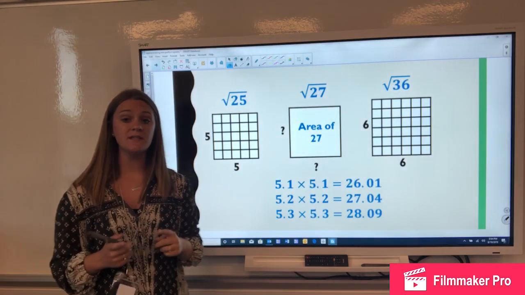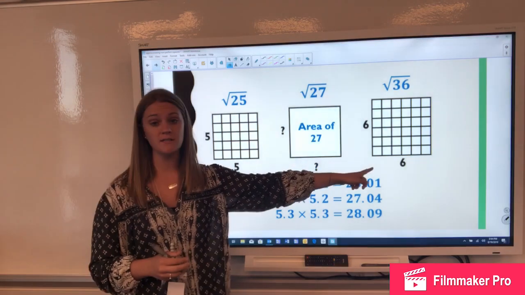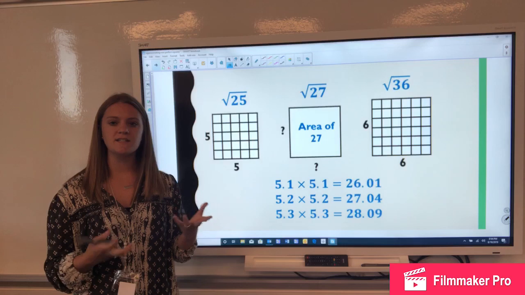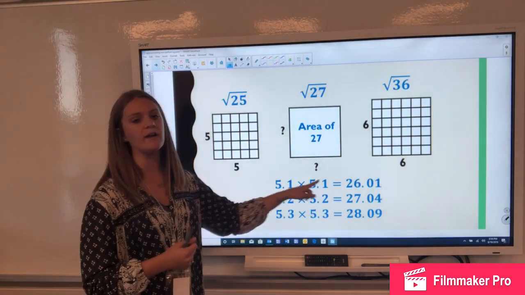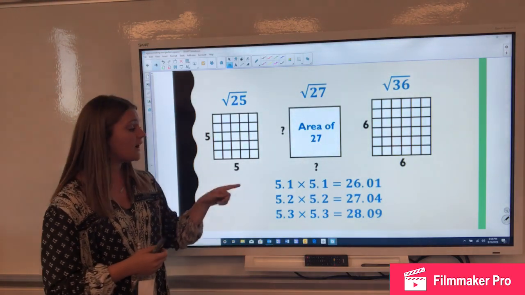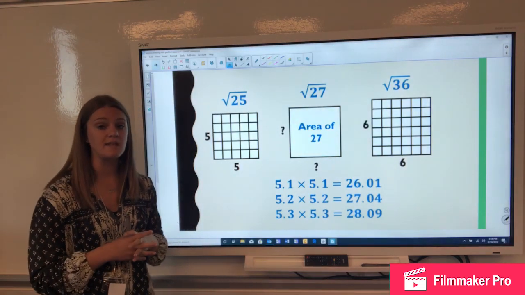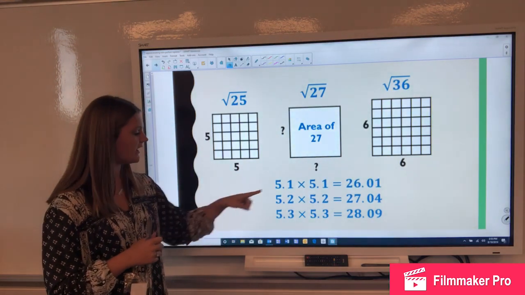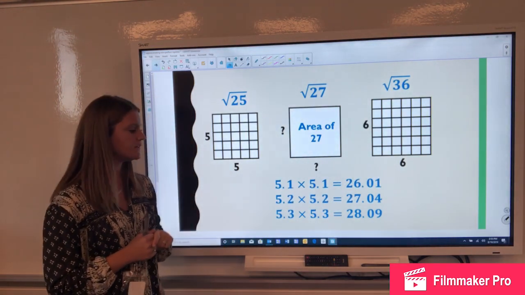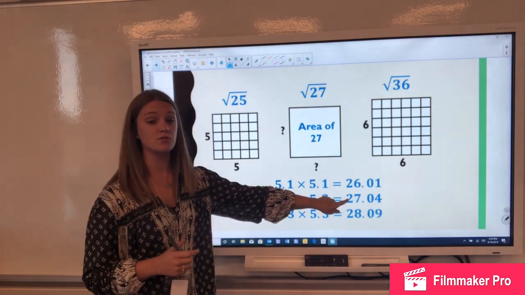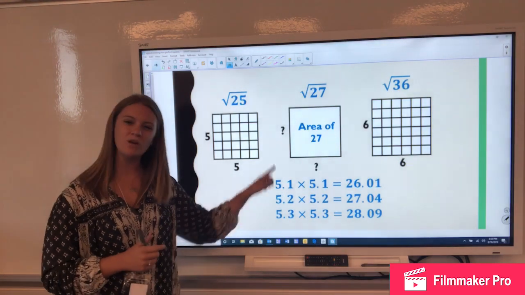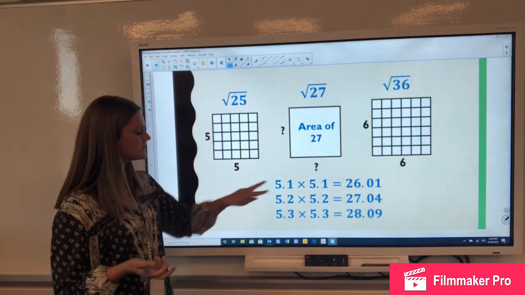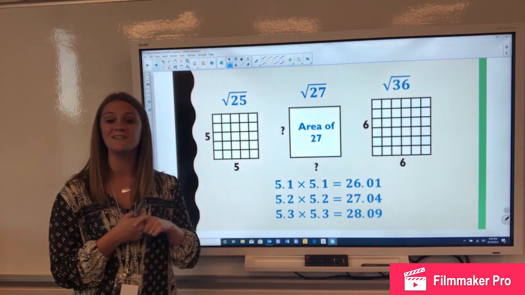All right, well, we determined that it must be a value between 5 and 6 because 27 is between 25 and 36. All right, so let's investigate a little bit further. If I start squaring decimals between 5 and 6, I can see where square root of 27 would lie. So 5.1 squared gives me a little more than 26, 5.2 squared, a little more than 27. And so I just determined that the square root of 27 has to be somewhere between 5.1 and 5.2, but not exactly either of those decimals, because those decimals squared don't give me exactly 27.